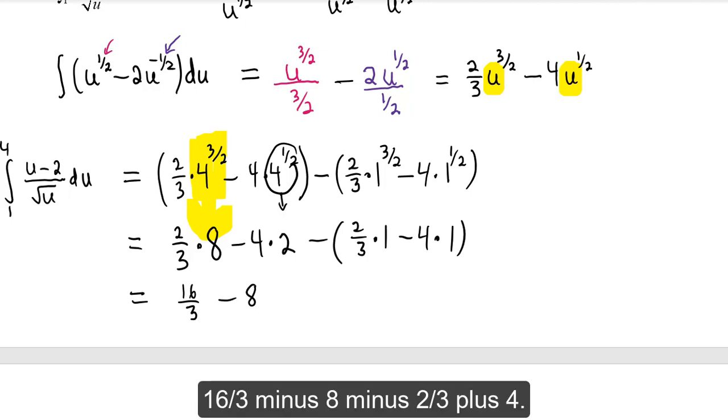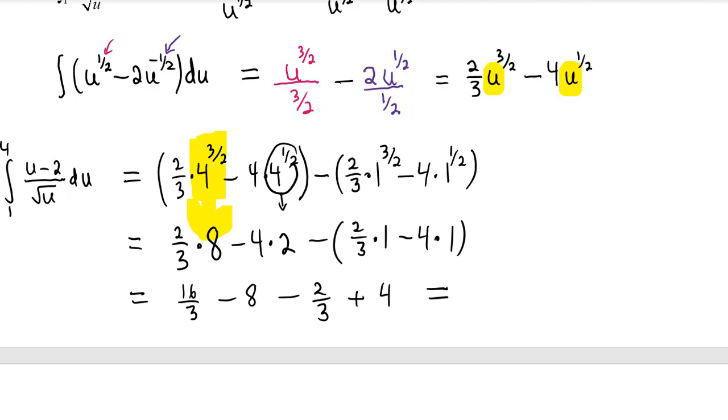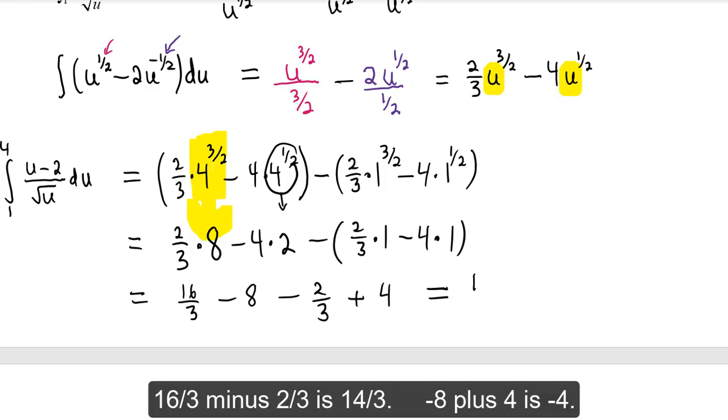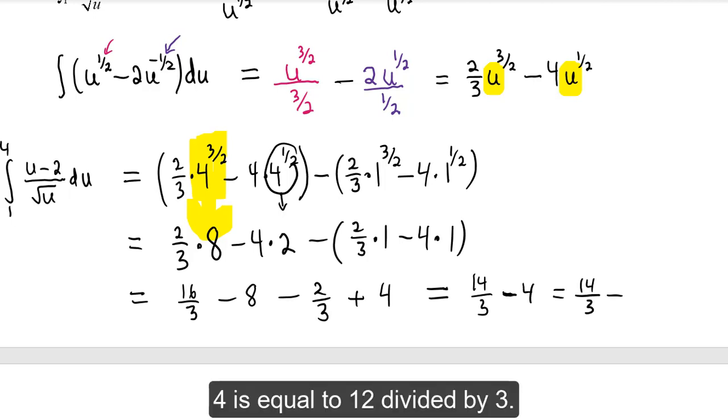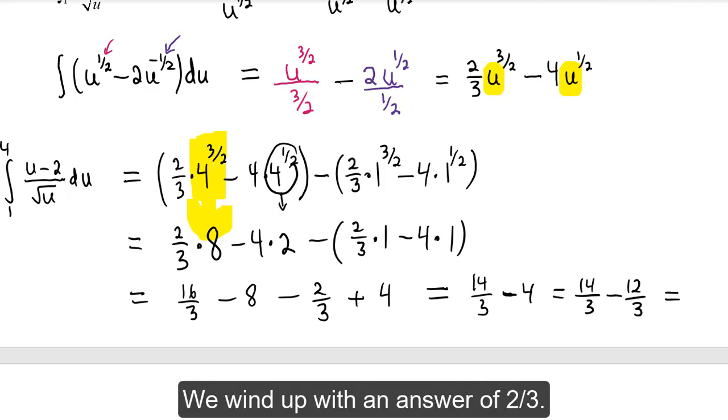16/3 minus 8 minus 2/3 plus 4. 16/3 minus 2/3 is 14/3. Negative 8 plus 4 is negative 4. 4 is equal to 12 divided by 3. We wind up with an answer of 2/3.